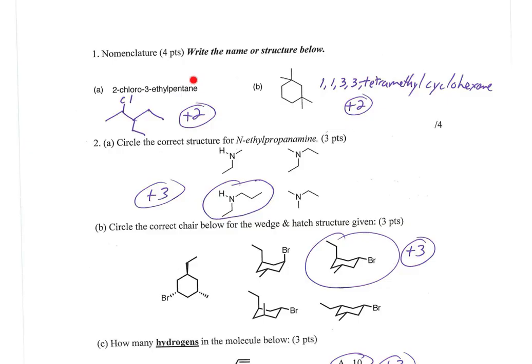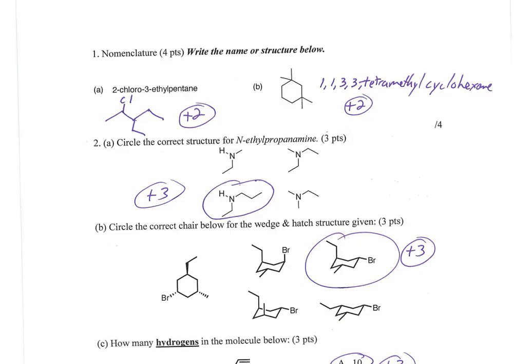Basically, the first thing you gotta do is find the parent name. Pentane is 5, so 1, 2, 3, 4, 5. Then substituents off the straight chain, it's not a ring. 3-ethyl: 2 carbons is ethyl. 1 carbon on carbon 2 is chloro. So 2-chloro-3-ethylpentane.